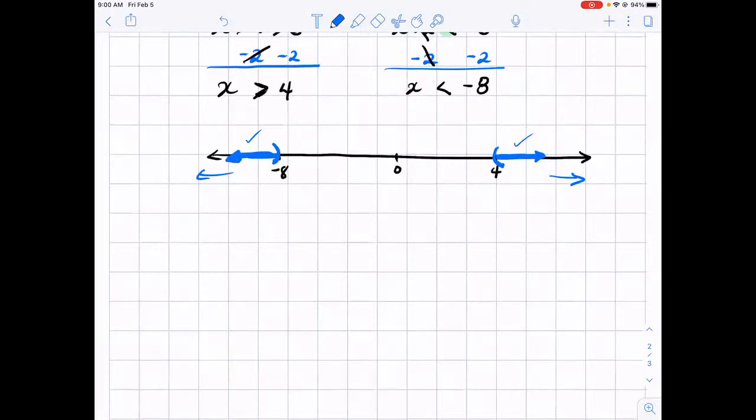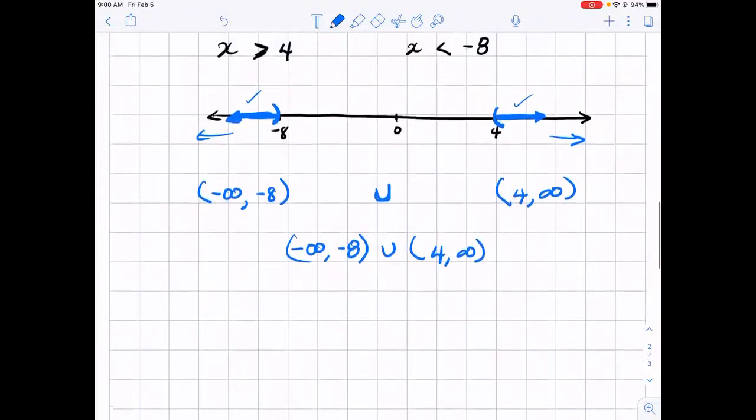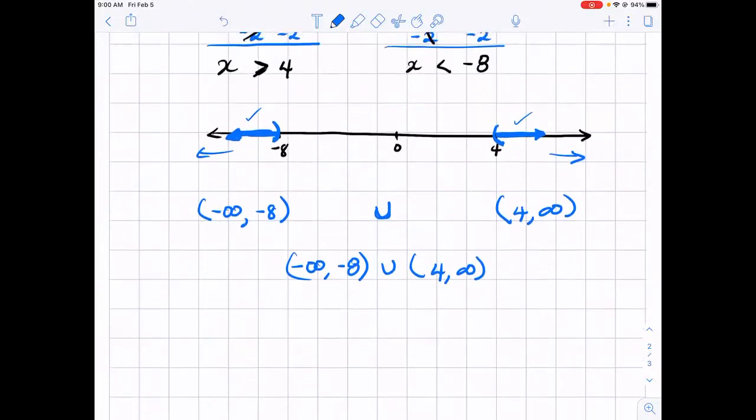As interval notation, this interval will be -infinity to -8 with a parenthesis. This interval will be parenthesis 4 to infinity. And to bring them together, you put the union between them. Writing it a little better: -infinity to -8, union 4 to infinity. So any number in this region here will work. Hence, any number in here will not work.